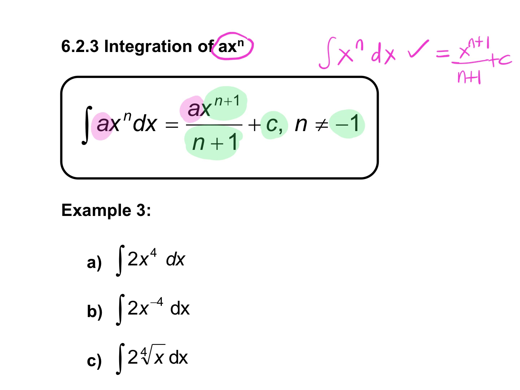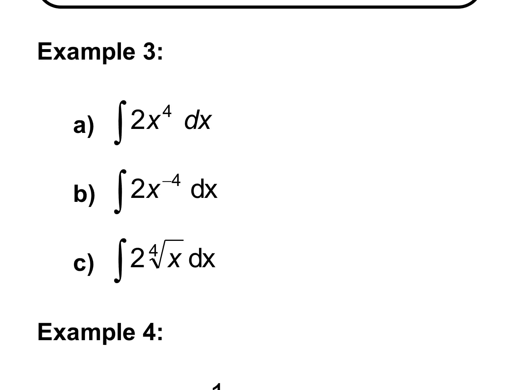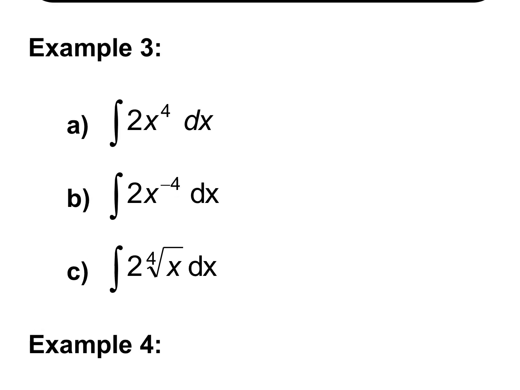Then we just want to apply this to this example 3 first. So this example 3, integration of 2x to the power of 4. Okay, so it should be 2x to the power of 4 plus 1, it is 5. Divide by 5 plus c. That's the thing. We just remain that 2 in front of the term.